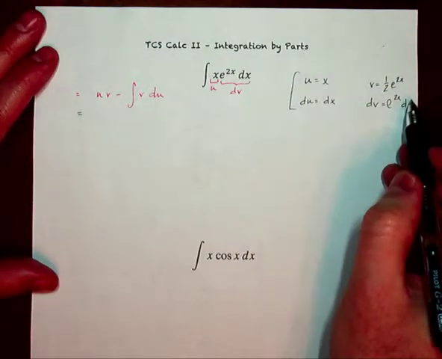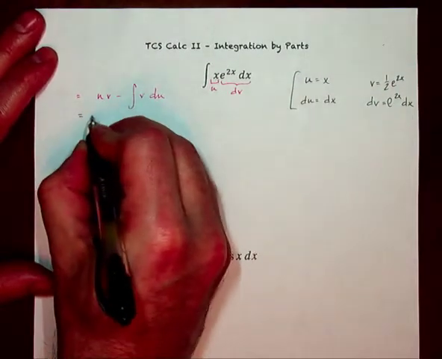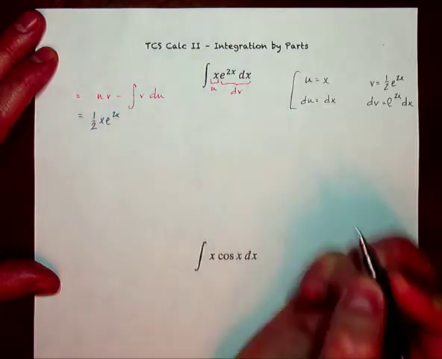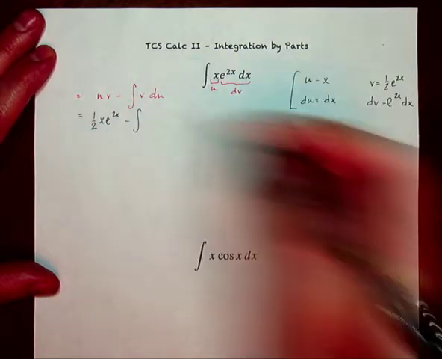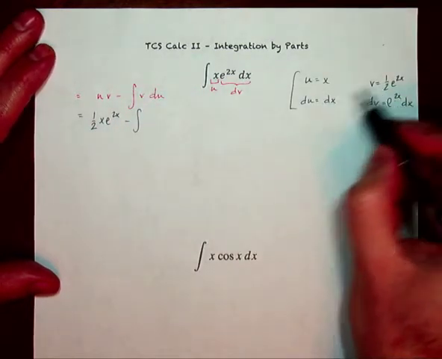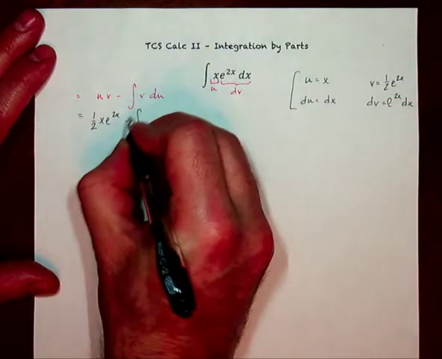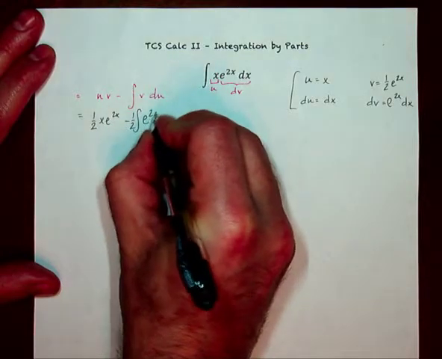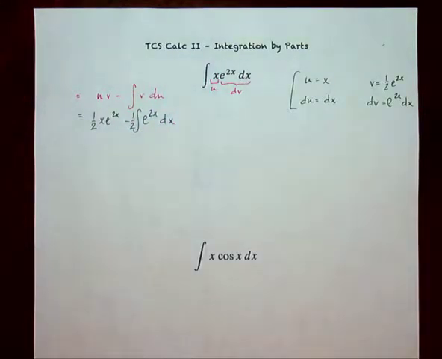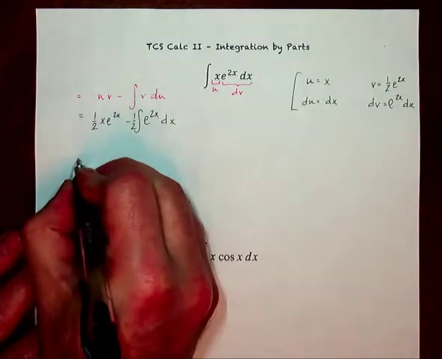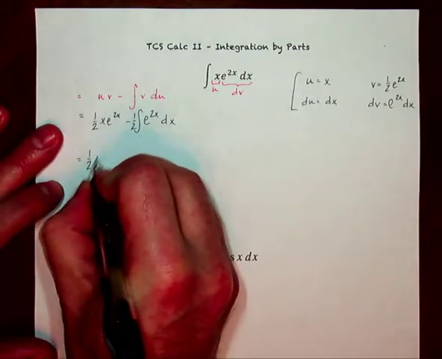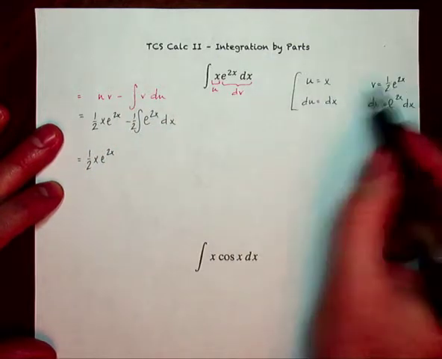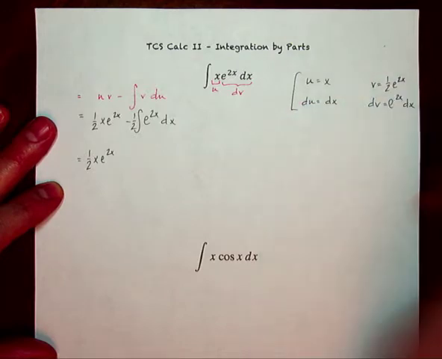And I have all those right here. So my uv is 1/2 x e to the 2x minus the integral of v du, these that are on the diagonal right here. Well, that 1/2 that's in the v right here can be popped out in front, and then e to the 2x dx. And e to the 2x I already know is integrable because I just took the antiderivative over here in the midst of designating u and dv and finding du and v.